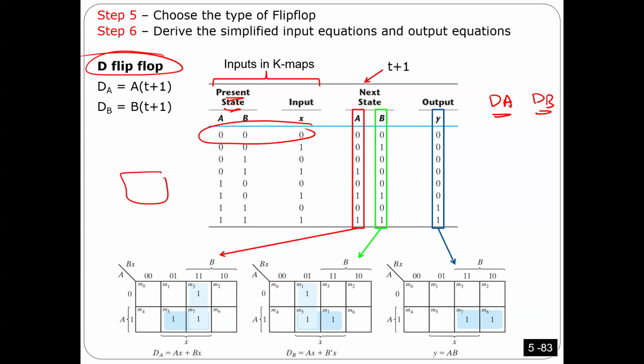So I have a combinational circuit. This is the input of the combinational circuit. What should be the output of the combinational circuit to make sure this will happen in the next state? You got what I'm saying? But here, because this is a D flip-flop, in case of a D flip-flop, the input should equal the output. Make sense?